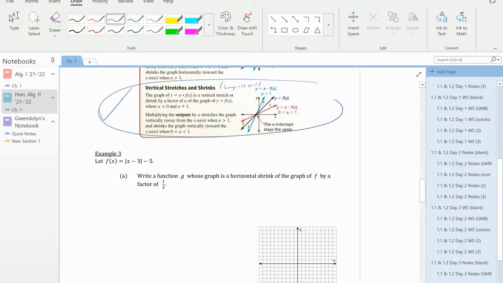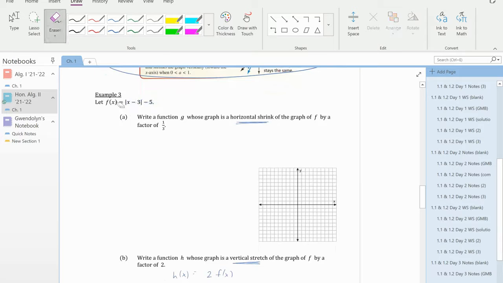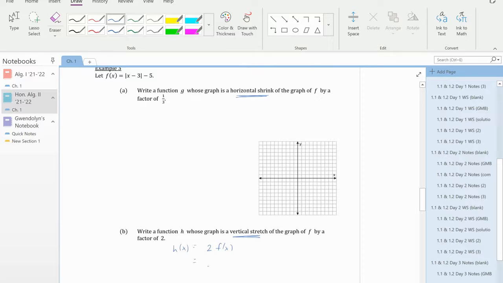We got some absolute value function. Don't worry about what the equation is for just a second. This one's asking about a horizontal shrink, so we're not going to do it. This one's asking about a vertical stretch. That's the one we're going to do. So we're going to make this new function, h of x, and we're going to stretch it vertically by a factor of 2. So we want all the answers, whatever f of x was, to be twice as high. Oops, I don't have to write that until the end. Now let's look and see what it was. So twice that f of x. There's our equation.